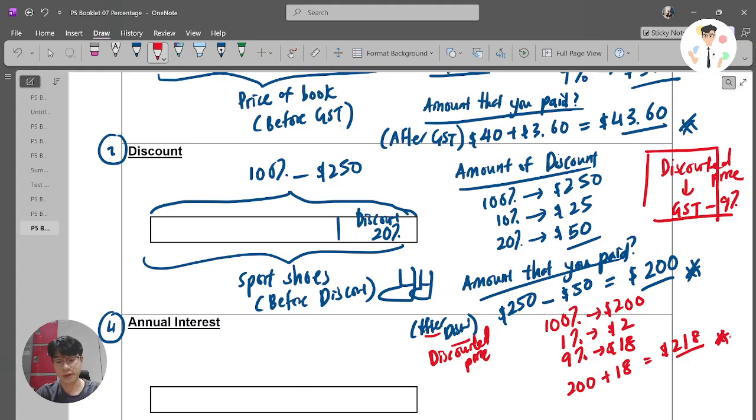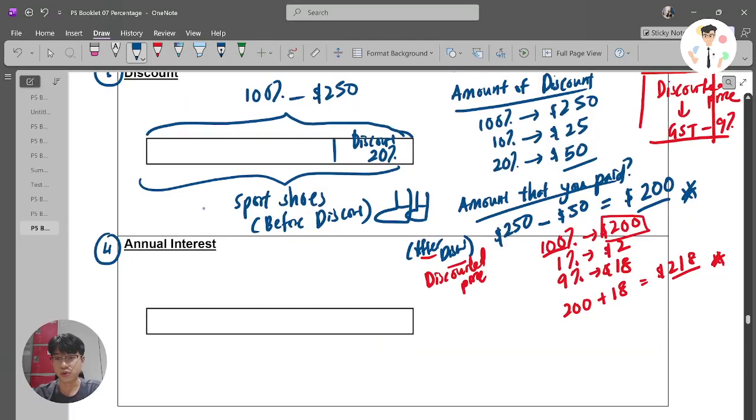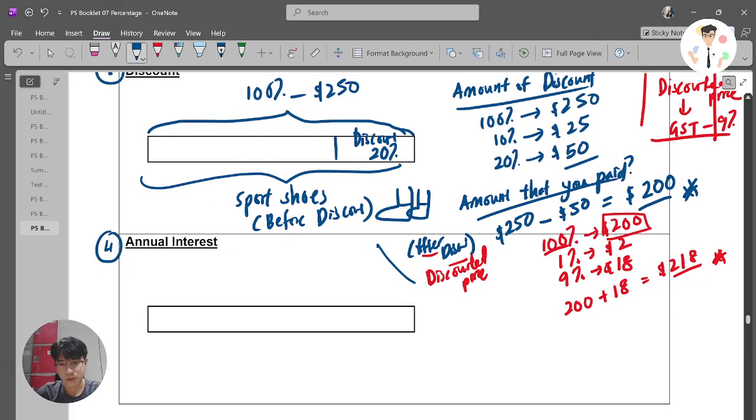Okay, I hope you get the whole key idea on how this works. Again, if you really have to pay GST on an item that's discounted, you always base that 9% GST on the discounted price. This means that after you have discounted, you will take this 200 as your 100%. Again, it might be a bit confusing, but of course I will discuss it in class as well. So this is something that you should take note of for now.